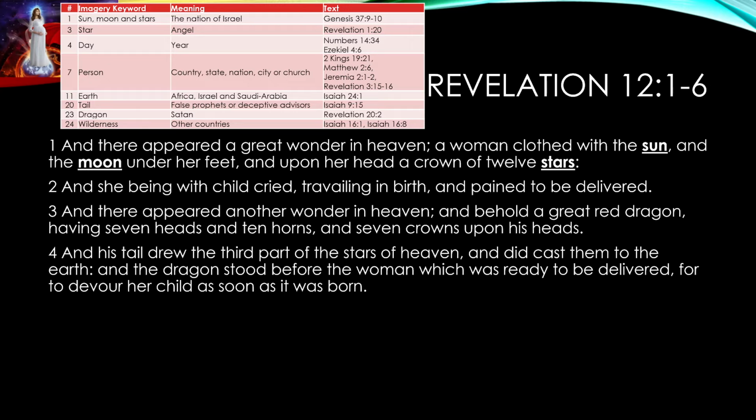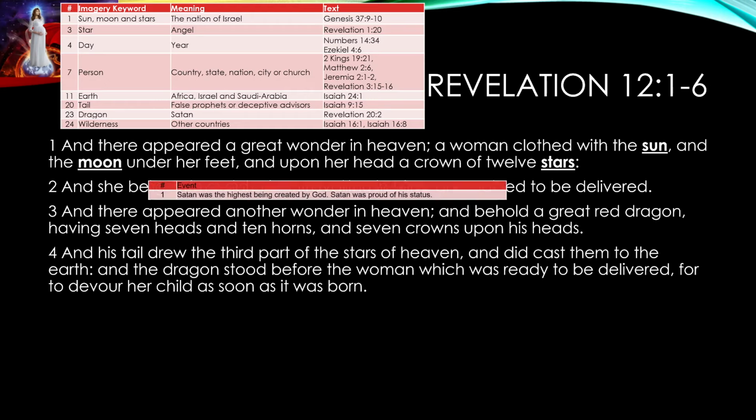We will now look at a short summary of how to understand events that led up to the events of verse 4. Satan was created as the highest being before the throne of God. Satan enjoyed, and he was proud, to be the highest being before God. When God created man, Satan became jealous that man was created in God's image. He allowed himself to become corrupted with his jealousy.